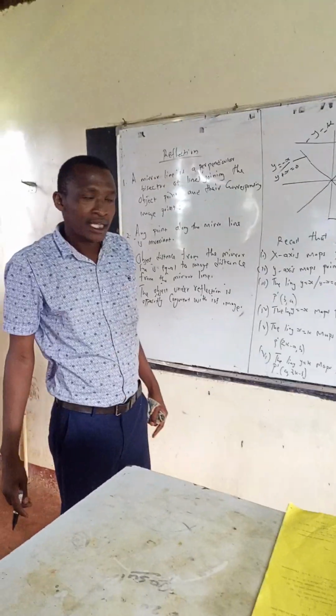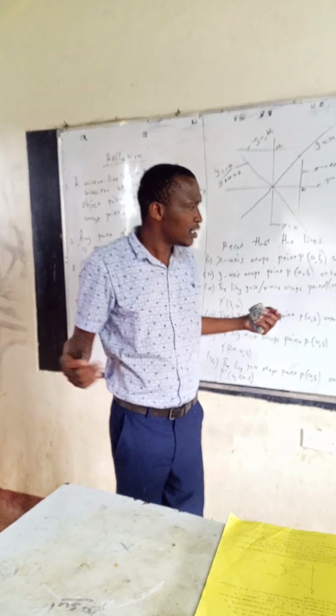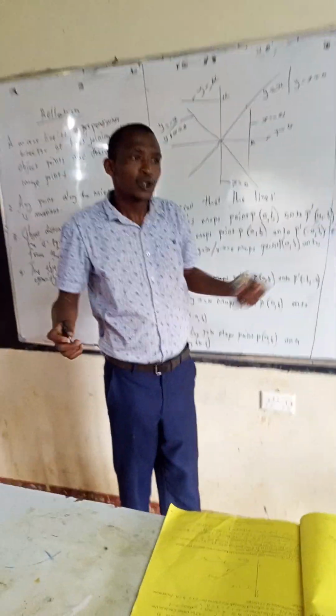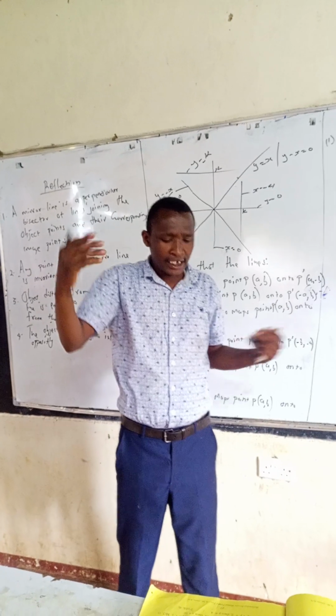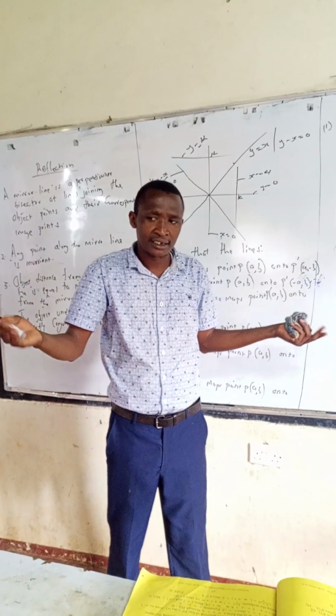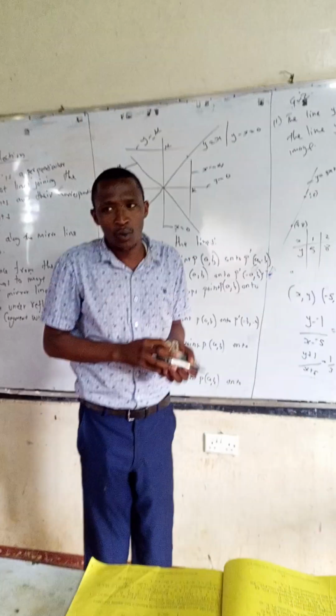Now, maybe I can wrap this one up. I come with another question. You see, there are so many things we need to know. Even when we are handling questions concerning reflection, you must also have the knowledge of the topic of gradient of a line and equation of a line. There are some concepts we need to be using when we are handling it. Maybe I can pick one.